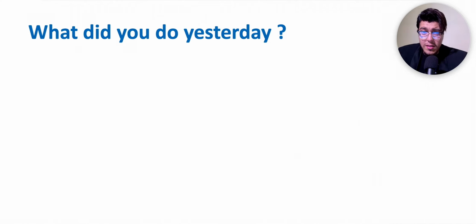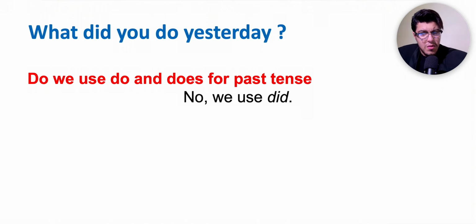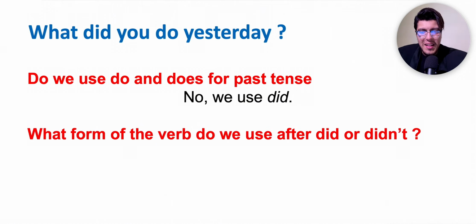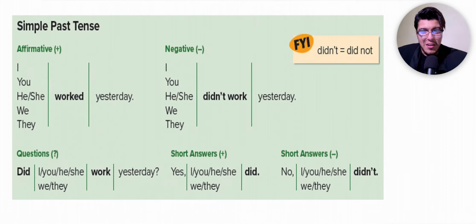What did you do yesterday? How do we use do and does for the past tense? No, we use did. Well, what form of the verb do we use after did or didn't? Work or worked? It's work. I know you didn't understand anything, so let's jump to the rule already.